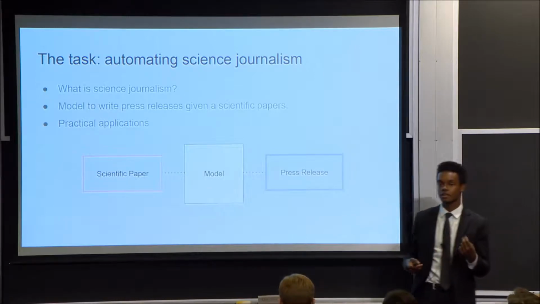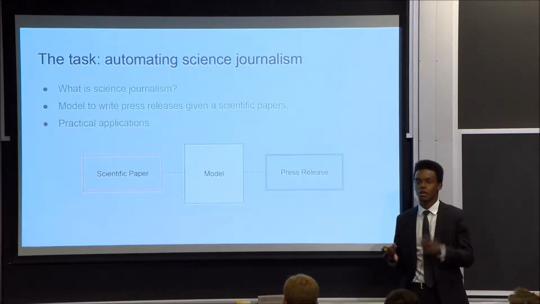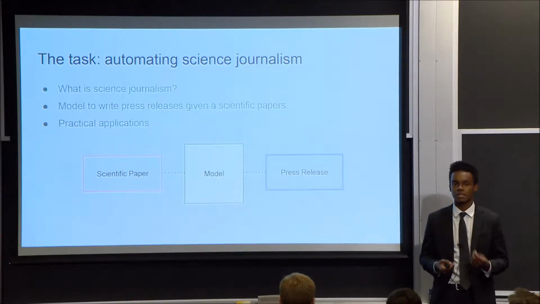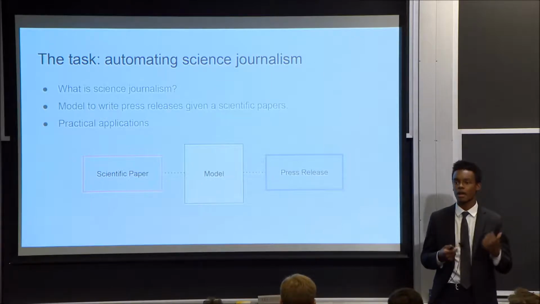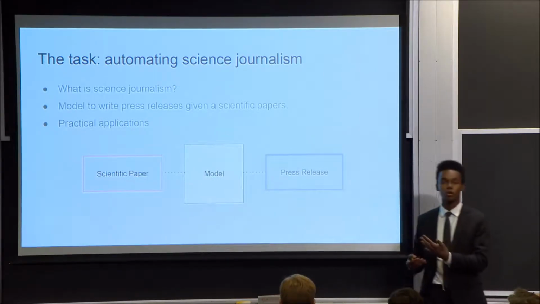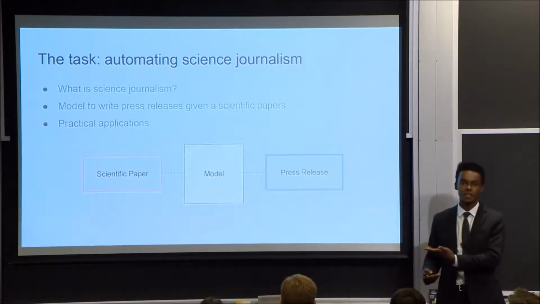Our task is automating science journalism. And what is science journalism? Many of you know that if you read articles from Science Daily or Scientific American, the main purpose of science journalism is that they can take scientific research and findings and present it in a way that is understandable to a lay audience. And so our goal is to generate some sort of model that can take in a scientific paper and generate a press release.